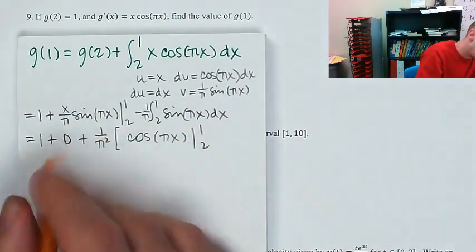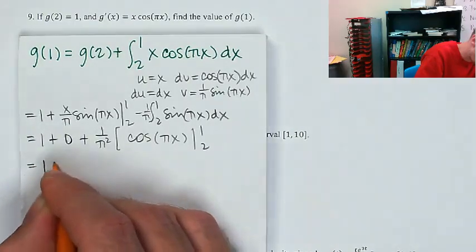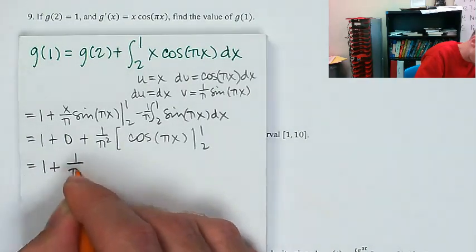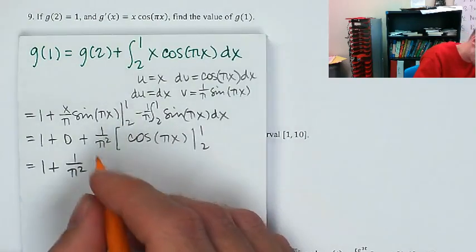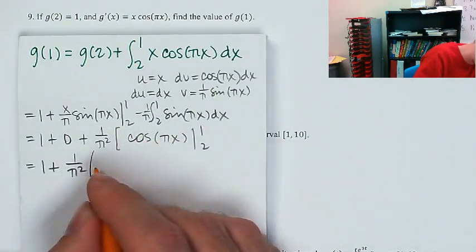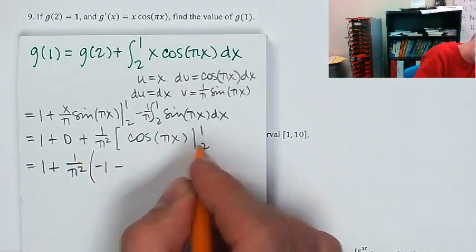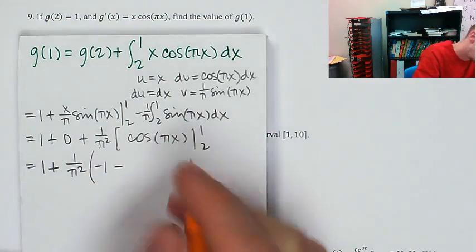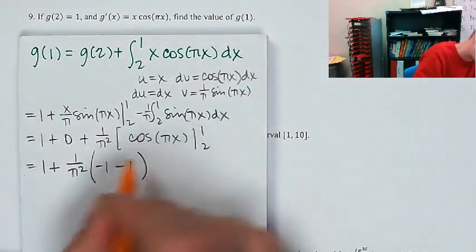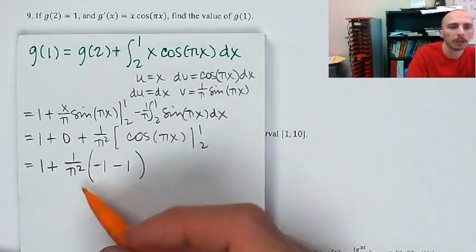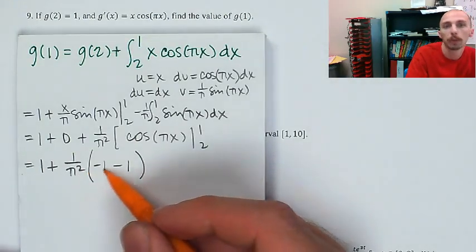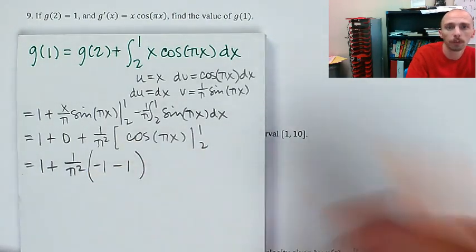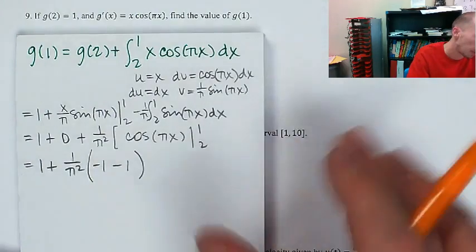Okay, when I plug in 1, this is something I need to be careful about. 1 over pi squared multiplied by cosine of pi is negative 1, minus cosine of 2 pi, which is like cosine of 0, and that's positive 1. So again, I was a little worried that this was going to be a negative number, but pi squared is much bigger than 2, so it's going to be all right. And that'll be fine.